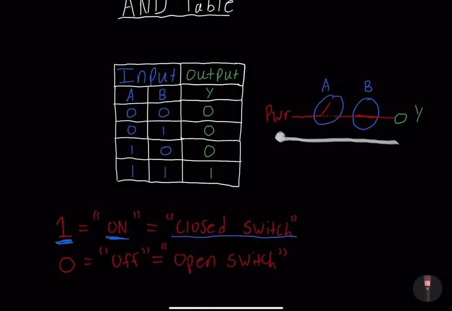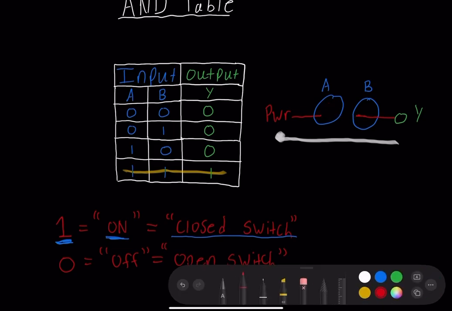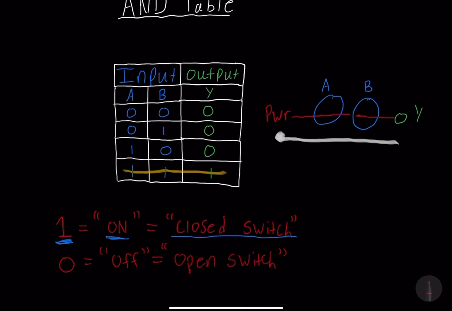The third row is very similar to the one we just did, where instead of B being closed, A is closed. I'm not going to redraw the circuit for that because all you have to do is flip which one is open and which is closed. But notice the last row, where they're all equal to 1. This is when A and B are both closed switches. As they're both closed, current's finally able to go from the power all the way to Y, meaning Y will finally be equal to 1.